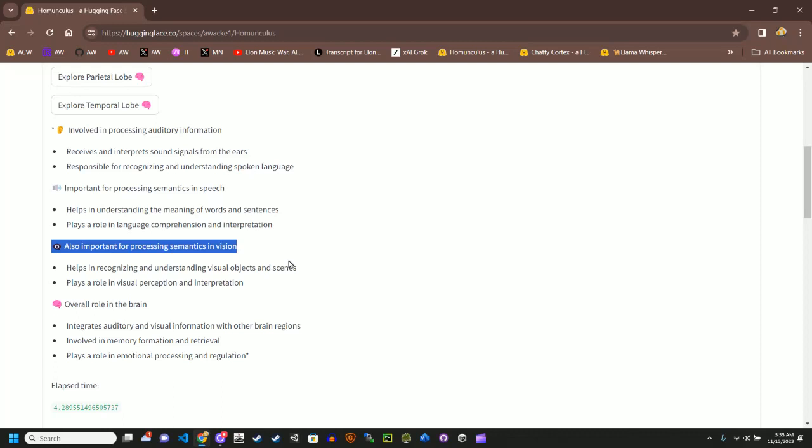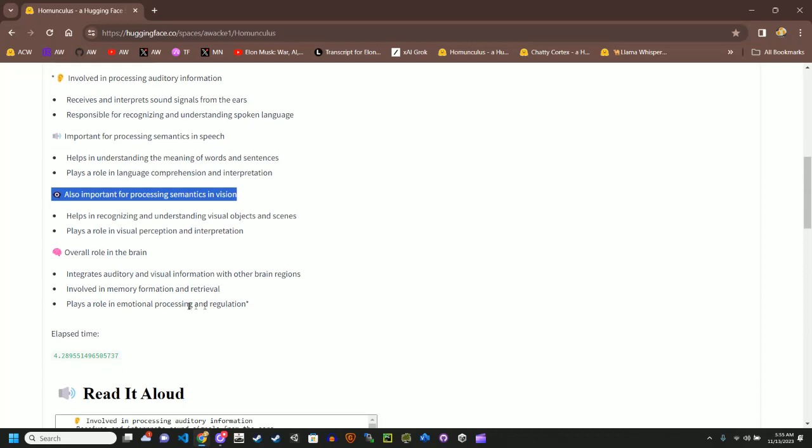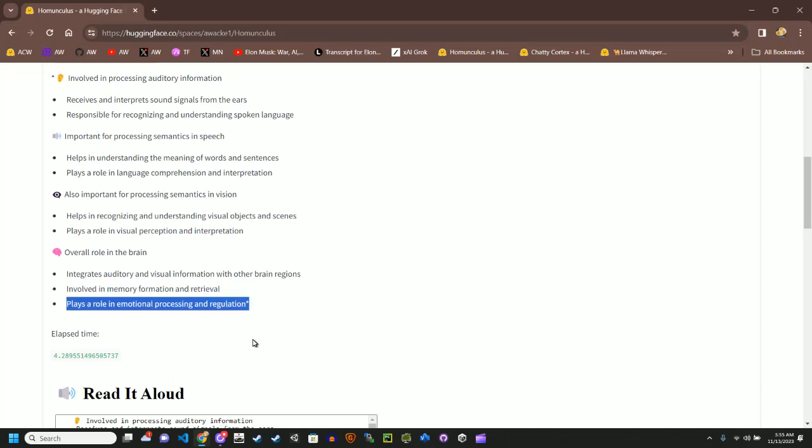Overall role in the brain: integrates auditory and visual information with other brain regions. Involved in memory formation and retrieval. Involved in emotional processing and regulation.